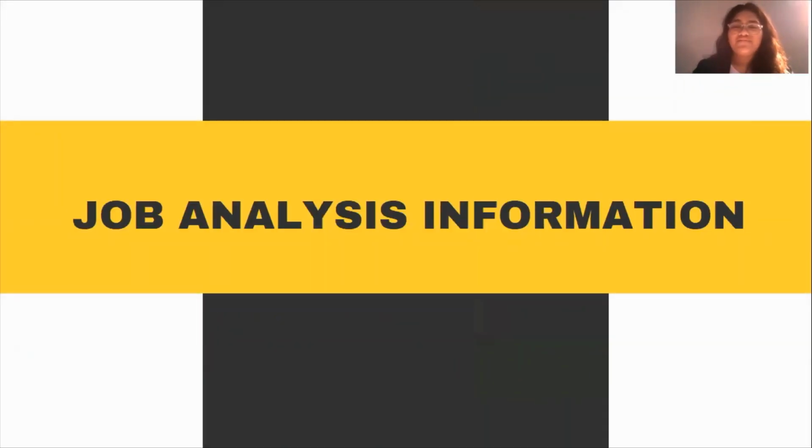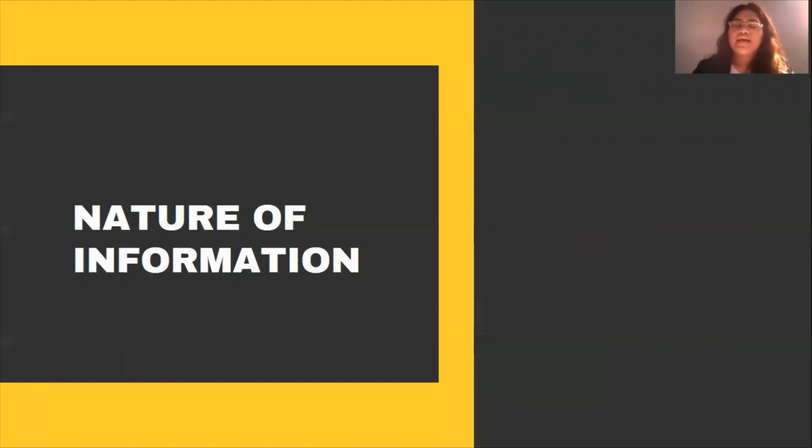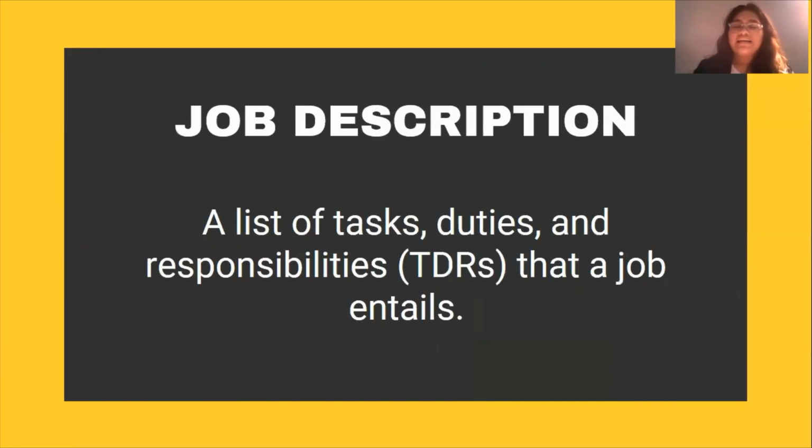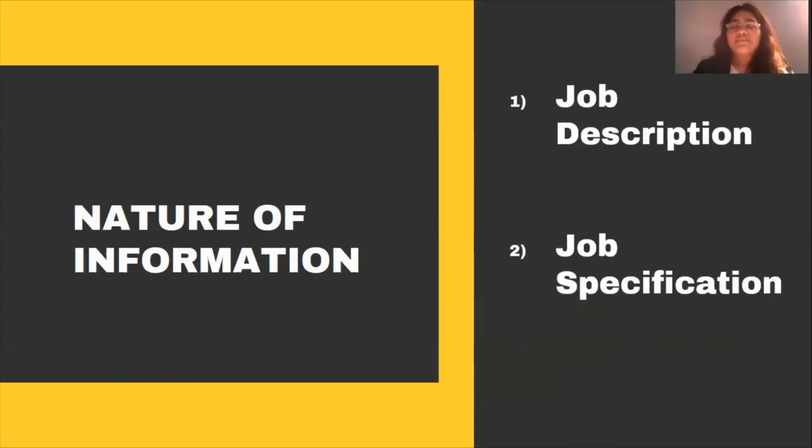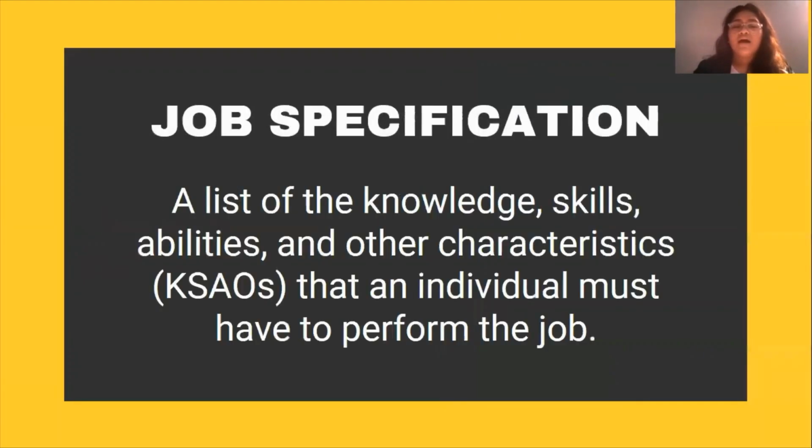Job analysis information. There are two types of information. One, job description, a list of tasks, duties, and responsibilities that a job entails. And second, job specification, a list of the knowledge, skills, abilities, and other characteristics that an individual must have to perform.